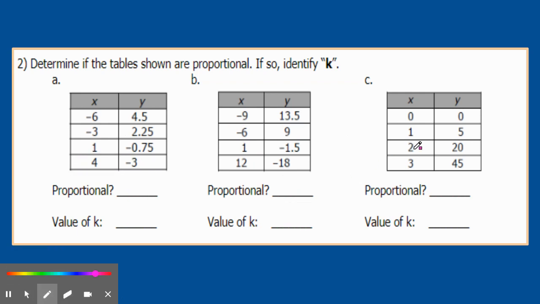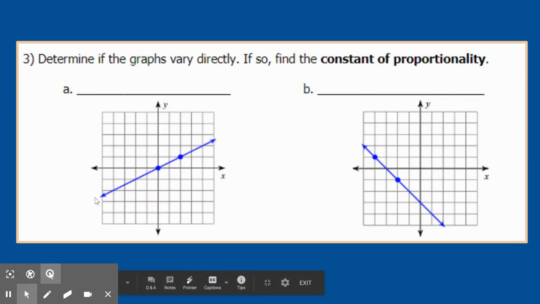And last but not least, we're going to see if these are proportional. 2 times 5 is 10, and 20 times 1 is 20. So is that proportional? The answer is no. If it's not proportional, it will not have a constant of proportionality. So we will put a slash through it.